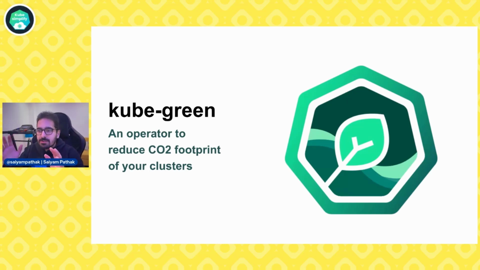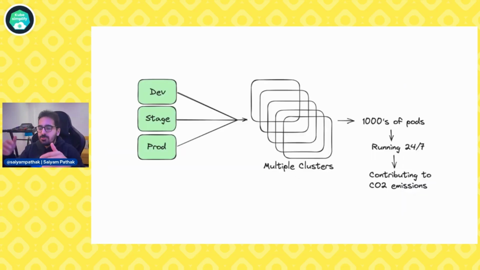Now let's try to understand another CNCF project, which is Kube Green, an operator to reduce the CO2 footprint of the clusters. Interestingly, we all have multiple clusters. We love having multiple clusters because we have dev, stage, prod, and even test at times, and there can be multiple environments. Not all the time do all the clusters need to be running. So there are thousands of pods running 24/7, contributing to the CO2 emissions from multiple clusters that you do not need at times.